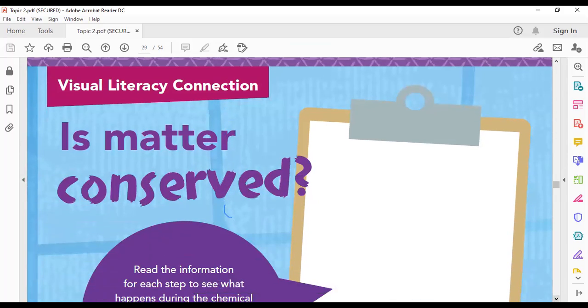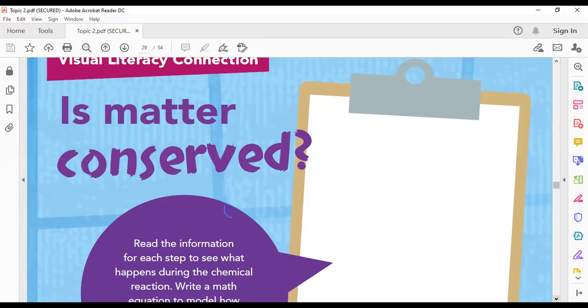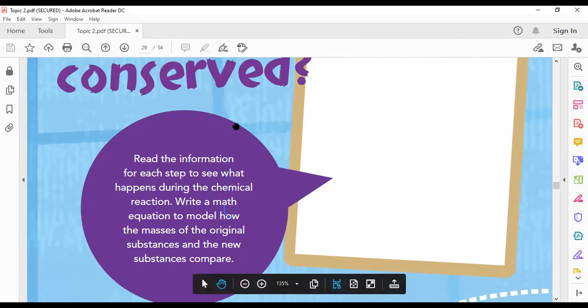Turn to pages 70 and 71. The question is: is matter conserved? Of course, we know that the answer is yes. Matter is conserved. But here is another example of how matter is conserved in chemical and physical changes. Let's see this example. Read the information for each step to see what happens.